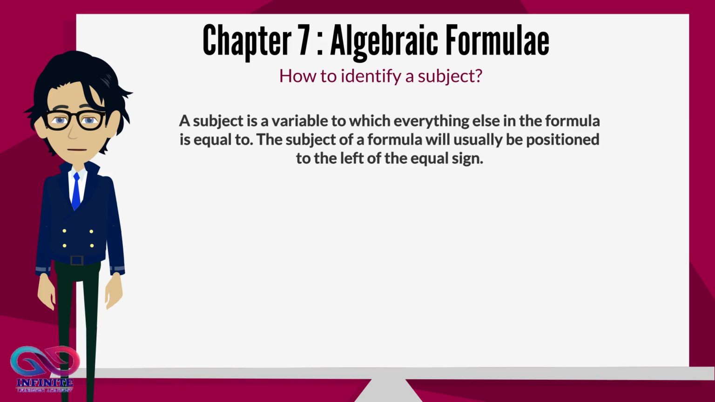For example, let's take x equals to 2y plus 4. The subject is obviously x. This is because x is the variable that the rest of the formula is equal to. Furthermore, x is also the only variable on the left side.